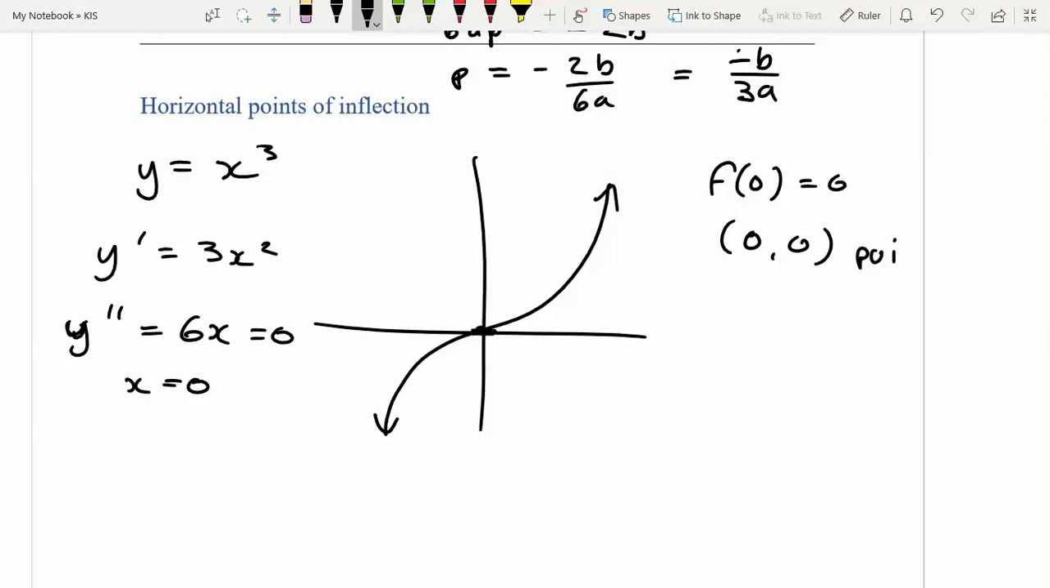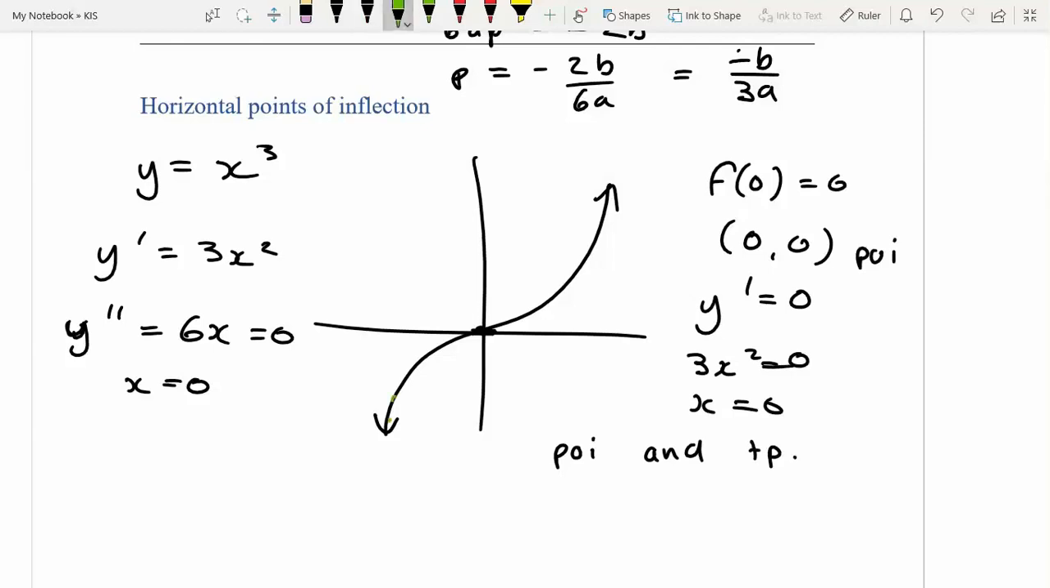But now let's have a look at finding a turning point, right? So looking at our turning point, we've got y dash is equal to 0. So we get 3x squared is equal to 0. So x is equal to 0. So at the point 0, 0, we have a point of inflection, and we also have a turning point. And that's what the horizontal point of inflection is.